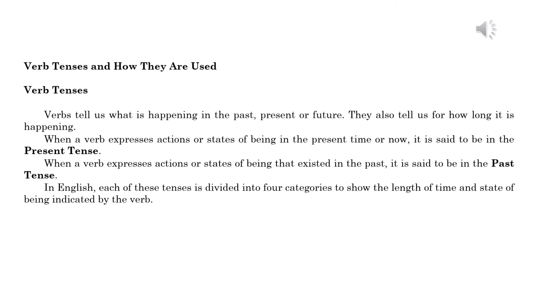Verb tenses and how they are used. Verbs tell us what is happening in the past, present, or future. They also tell us for how long it is happening. When a verb expresses actions or states of being in the present time or now, it is said to be in the present tense. When a verb expresses actions or states of being that existed in the past, it is said to be in the past tense. In English, each of these tenses is divided into 4 categories to show the length of time and state of being indicated by the verb.